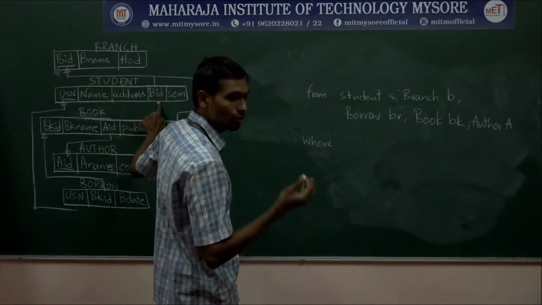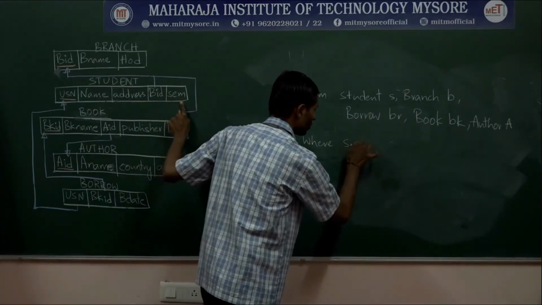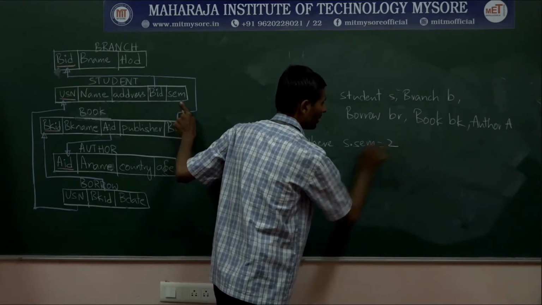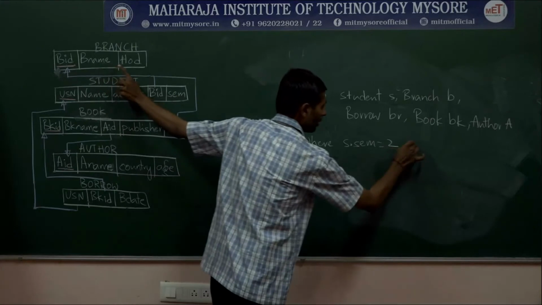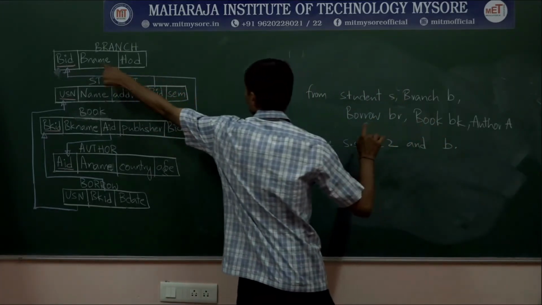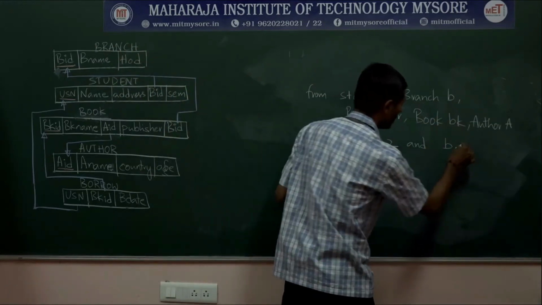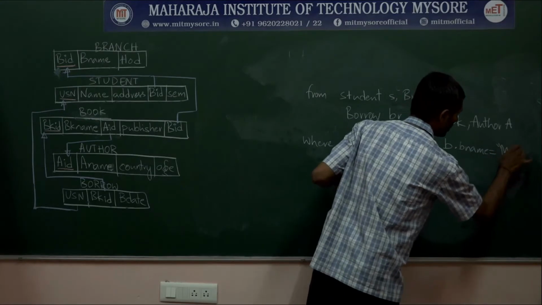Student, prior to that they said the student's semester should be equal to 2, so s.sem equal to 2, let me write, fine. And their branch name, so the condition on this attribute, the branch name belongs to the branch table, so b.bname should be equal to MCA, let me write.